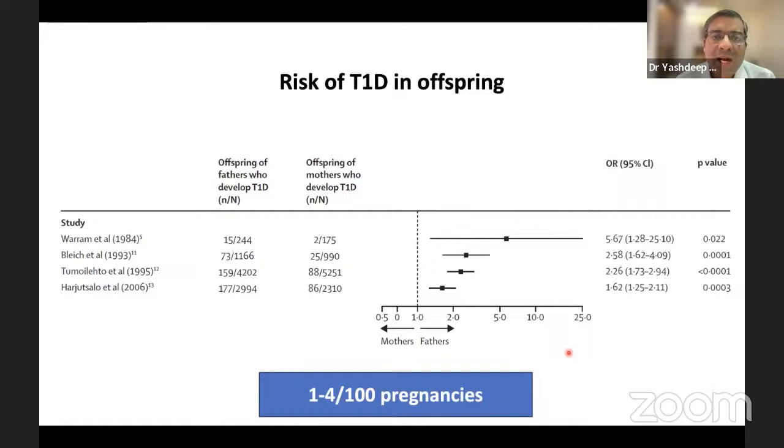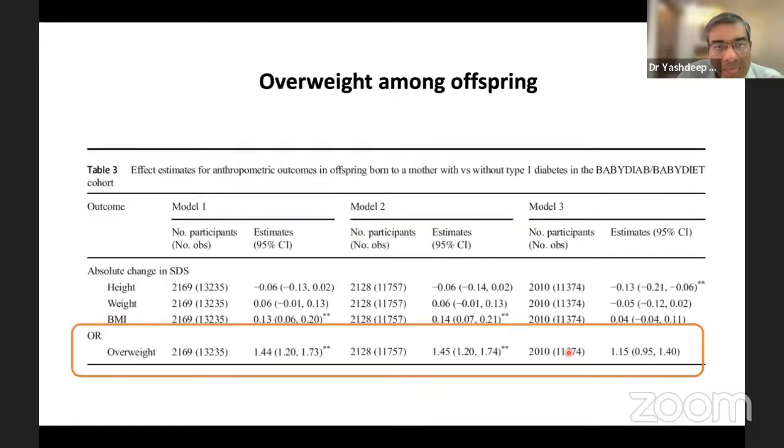What is the risk of type 1 diabetes in offspring if a mother has type 1 diabetes during pregnancy? It is very, very low. If we have 100 pregnancies in type 1 diabetes patients, only 1 to 4 offspring will develop type 1 diabetes subsequently, which is very low compared to when their fathers have type 1 diabetes.